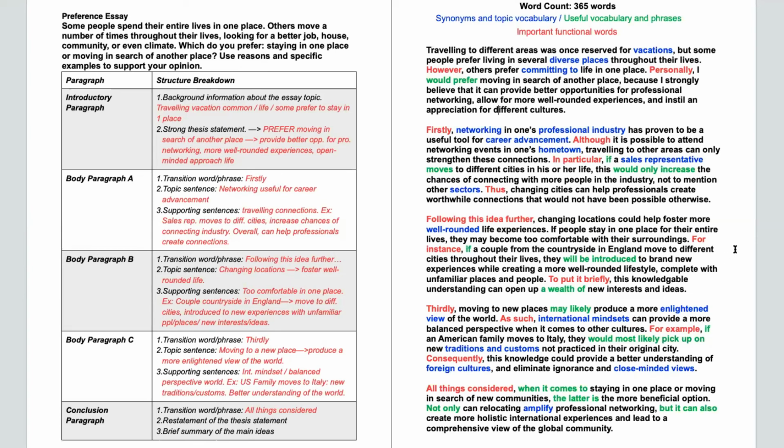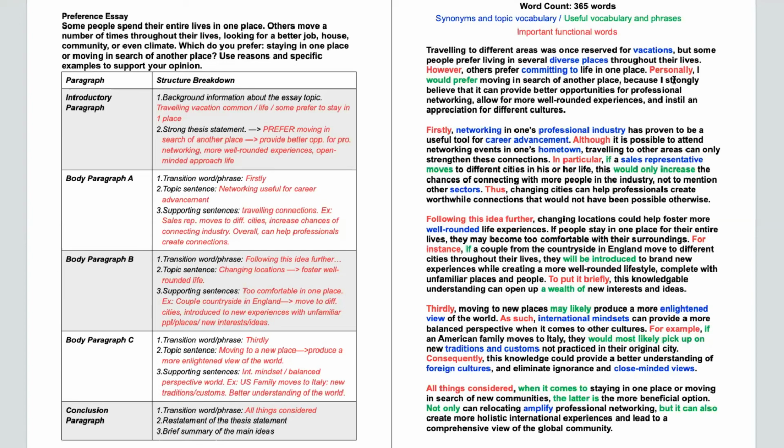Now, I would suggest if you'd like to pause here, just so that you can take a look at everything. I'm going to briefly describe the most important points, and I want to start with red. So all of the functional words basically move the essay along. So it's quite logical. It flows very nicely.